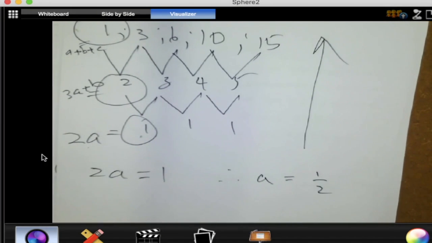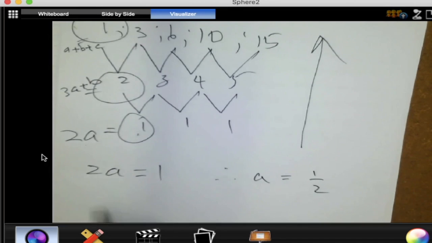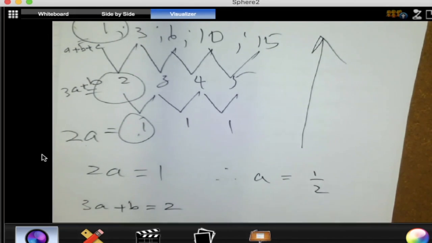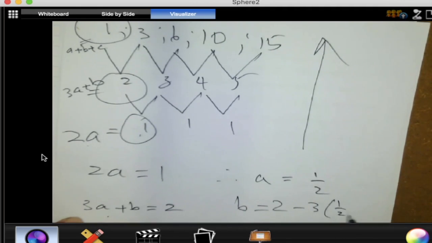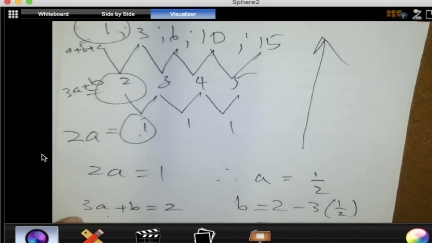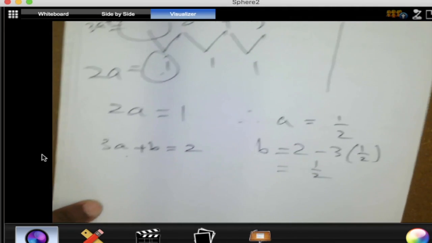Then you move up to 3A plus B is equal to 2. So 3A plus B is equal to 2 in this case. But we know what A is. A is equal to 1 over 2. So we can find B from there now. So B will be 2 subtract 3 multiplied by A, but A is that. What is 2 subtract 1.5? It's half again. Okay, so we get 1 over 2.